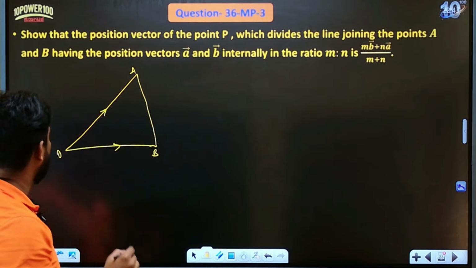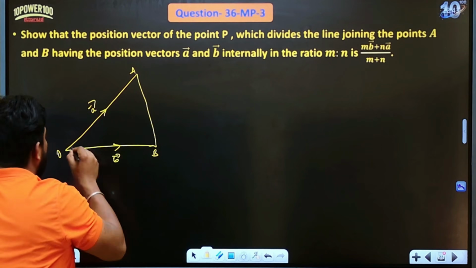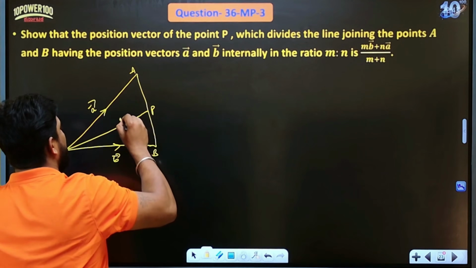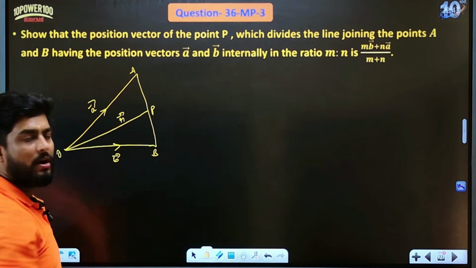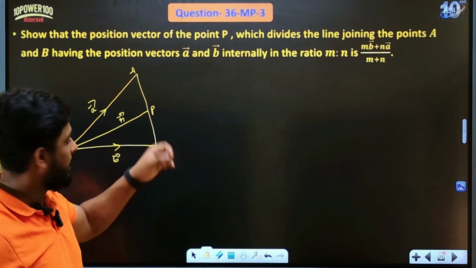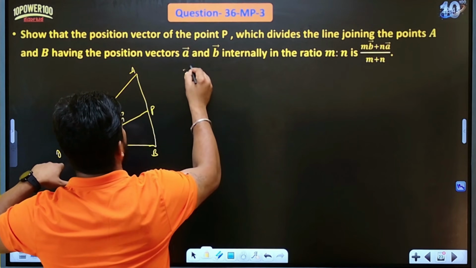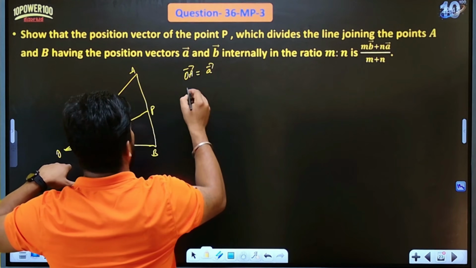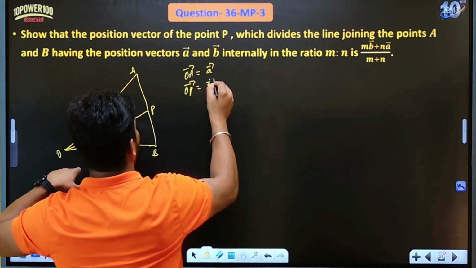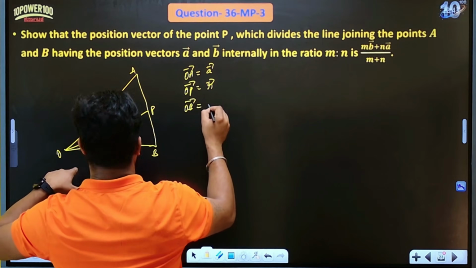The position vector for point A, OA, is vector A, and this is vector B. Take this as point P with the position vector R. Let OA be a vector with position vector A, OP equal to vector R, and OB equal to vector B.